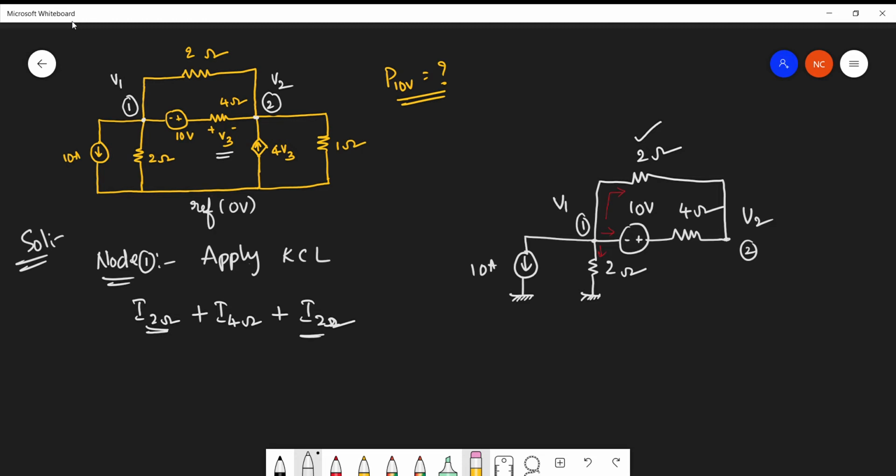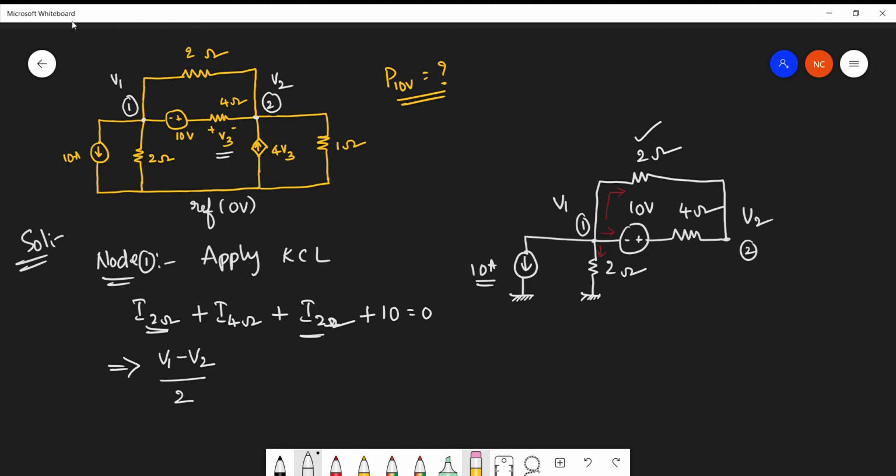The second one is the 2 ohm resistor connected between node 1 and reference. Are there any other branches? Yes, the 10 ampere current source is also leaving from node 1. So take plus 10 equal to 0. Clear? Now what is the current flowing through the 2 ohm resistor according to node 1? Because we are considering node 1, V1 has to be our reference, so V1, and the other voltage has to be subtracted, so we get the voltage across the 2 ohm resistor divided by resistance 2. So V by R.